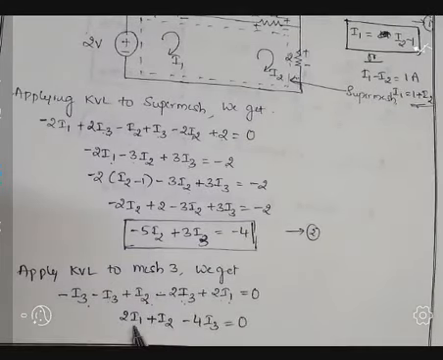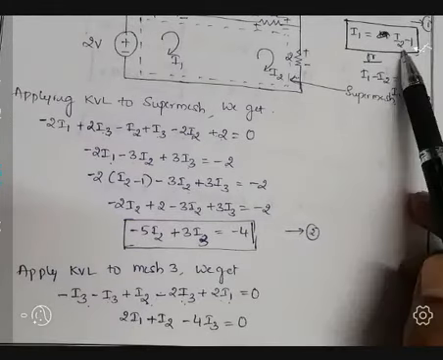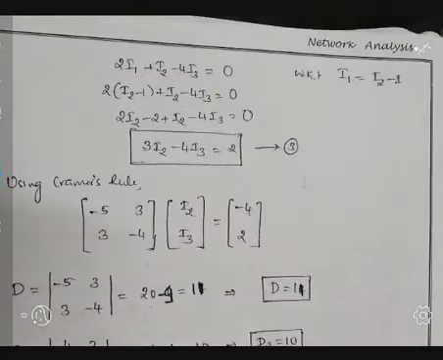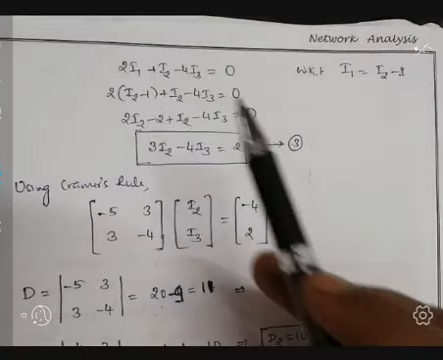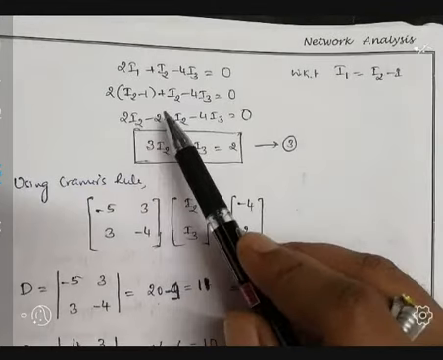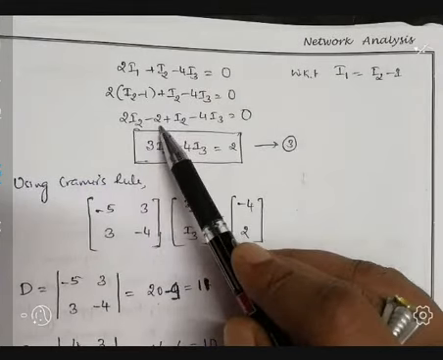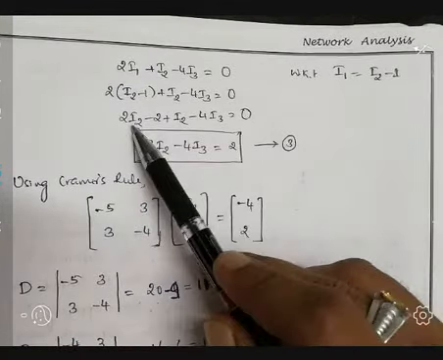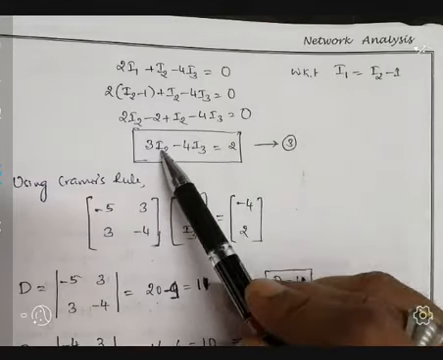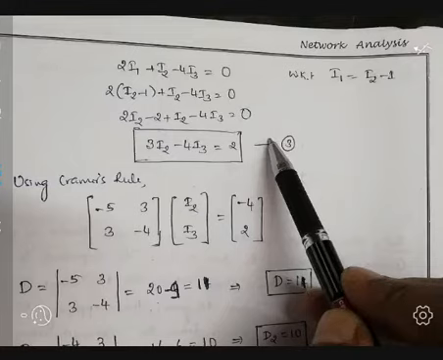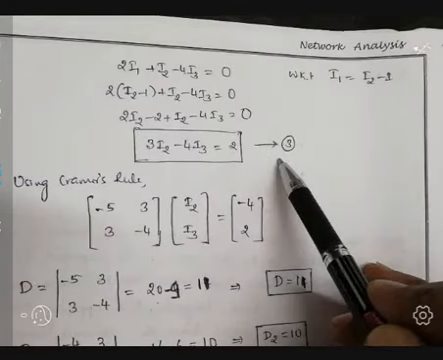But we know the value of I1, that is I1 equal to I2 minus 1. Let us substitute here. In place of I1, if I substitute I2 minus 1, next further simplification, 2I2 minus 2 plus remaining part as it is plus I2 minus 4I3 equal to 0. So the coefficients of I2, 2 and 1, that is 3I2 minus 4I3. I will take this 2 towards other side of equal. It becomes plus 2.